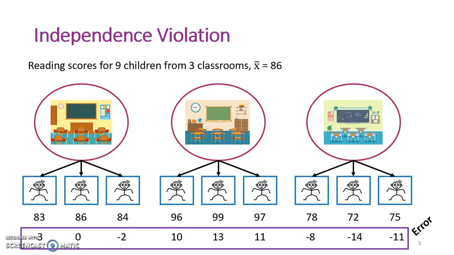The independence assumption says that no error score should be more similar to another score or group of scores than any other. They should all be independent of one another. If we did have such scores grouped into classrooms like this, it would violate the independence assumption, and we would have to use a different statistical framework to look at this data.